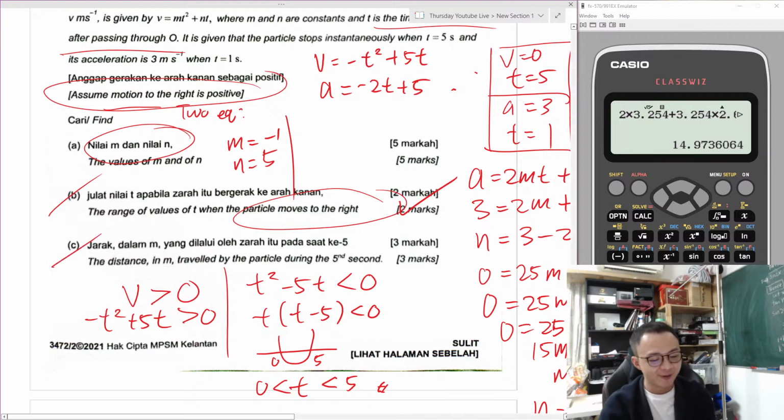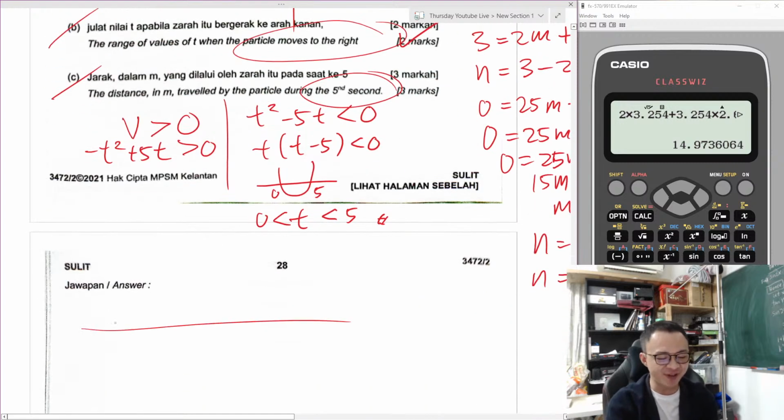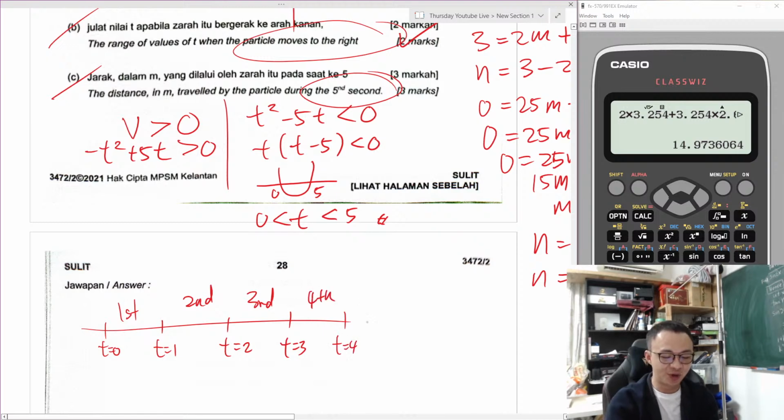Okay, last part. The distance traveled by the particle during the 5th second. This is not the same as the first 5 seconds, so you should understand about the 5th second. Let's say t equals 0 to t equals 1, we call the first second. 1 to 2 we call the second second. 2 to 3 we call the third second. 3 to 4 we call the fourth second. So the 5th second means between t equals 4 and 5, right? Here we call the 5th second. This is what they want.